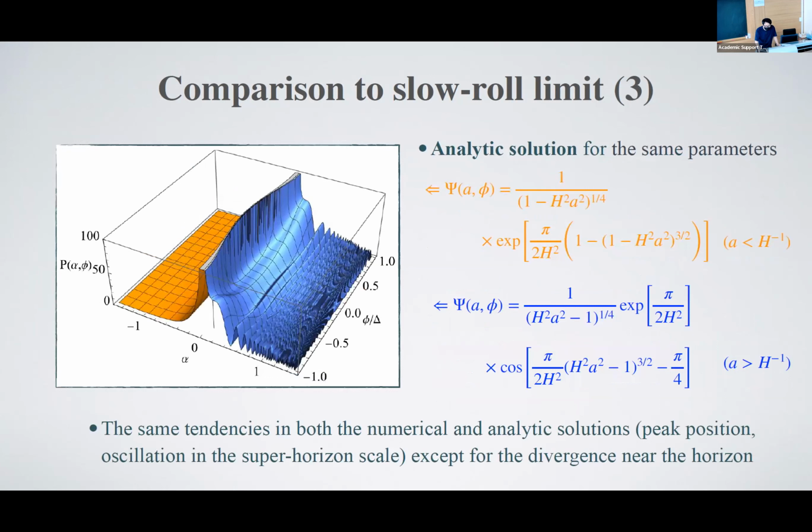Yeah, this is the known analytic result. This is the Hartle-Hawking wave function in the sub-horizon limit and in the super-horizon limit. Note the same tendencies in both the numerical and analytic solutions. You see the peak positions exponentially increasing and the oscillations in the super-horizon scale, except for the divergence near the horizon.